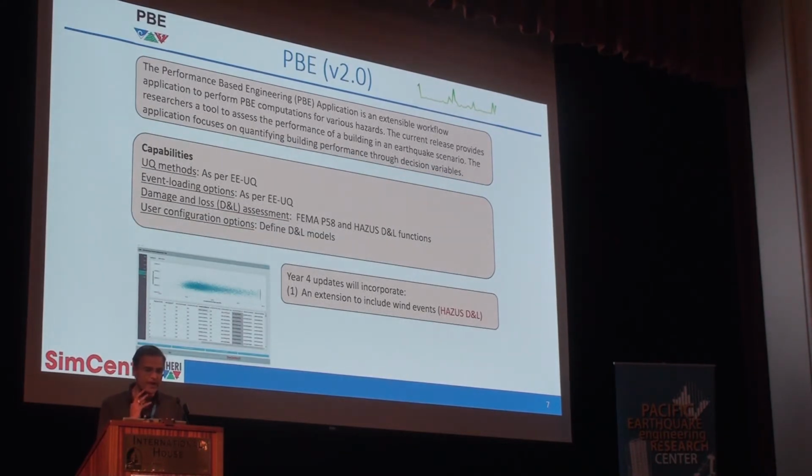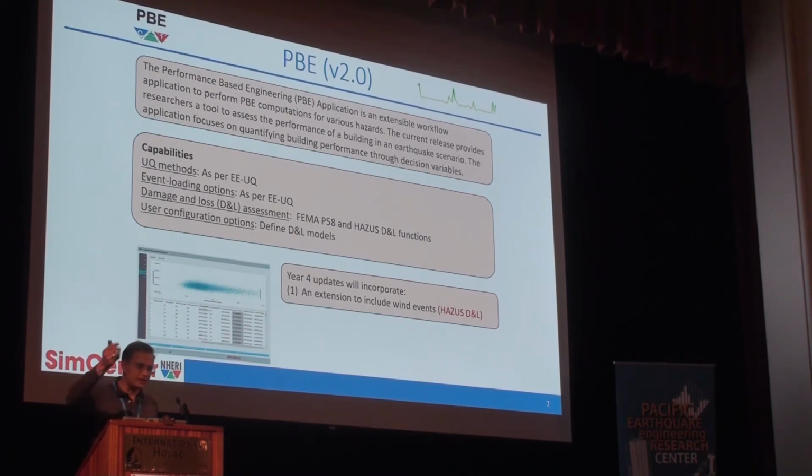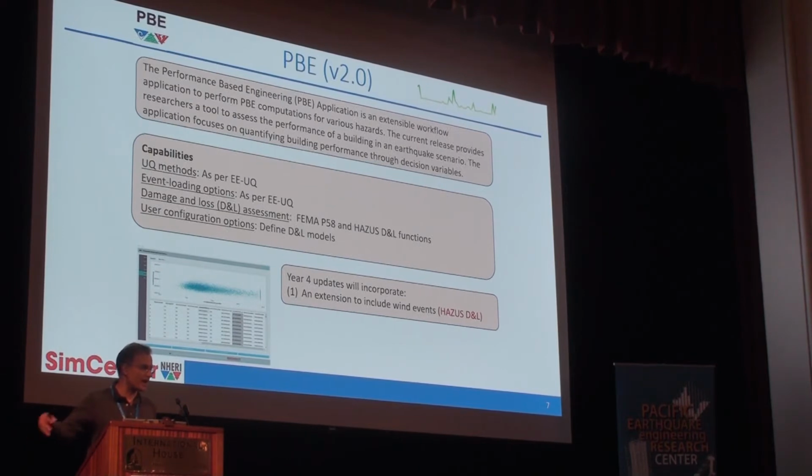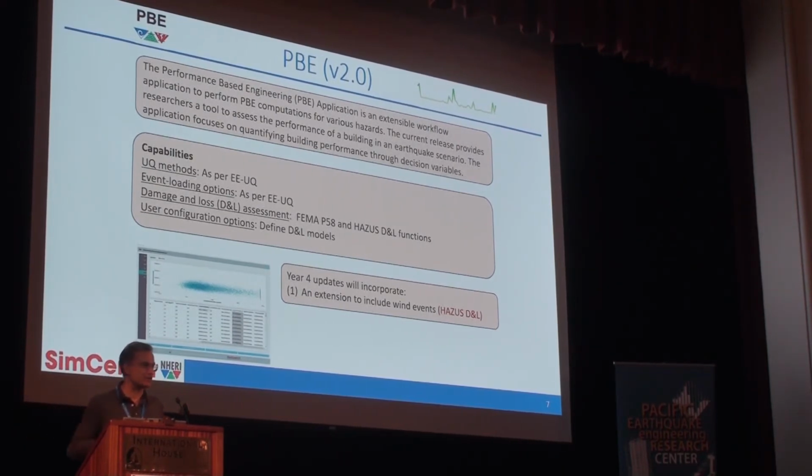Another tool that we have is a performance-based engineering tool. So this one will allow you to do performance-based engineering. The UQ methods are the ones that you can get from the EEUQ tool, and the same thing for the events. And for the damage and loss estimations that are done in this PBE tool, you have options of sort of high-fidelity FEMA P58, and you also have HAZUS damage and loss type functions.